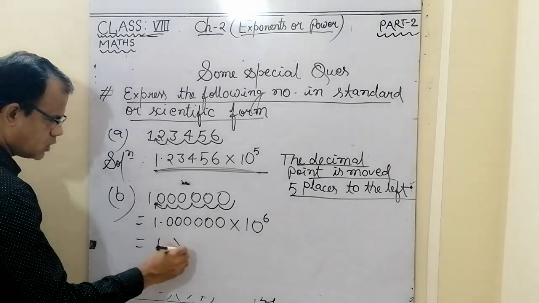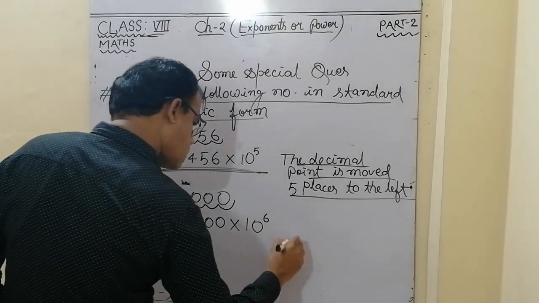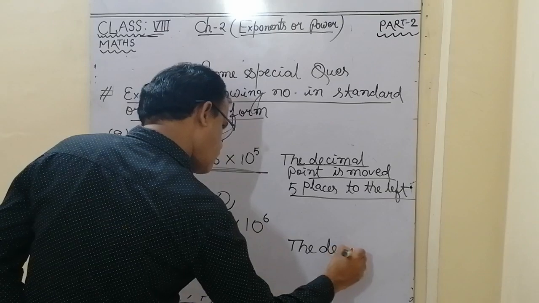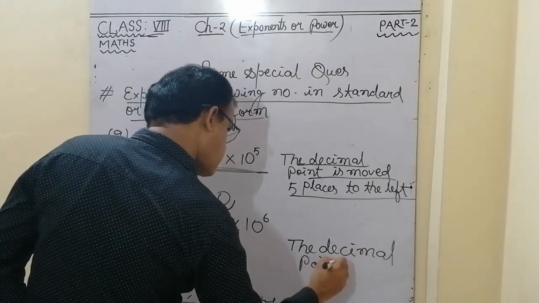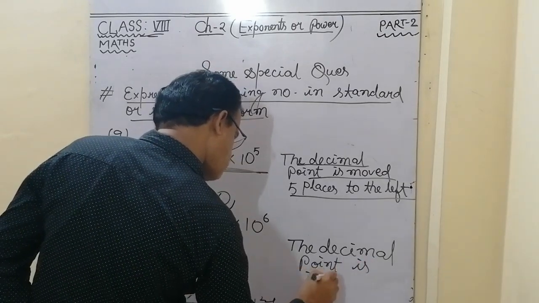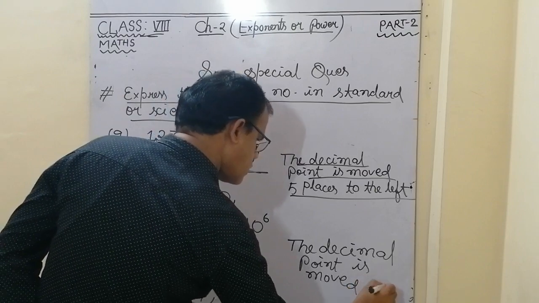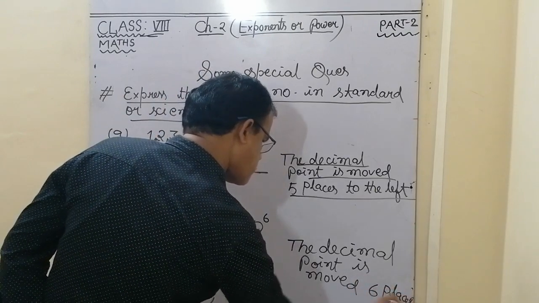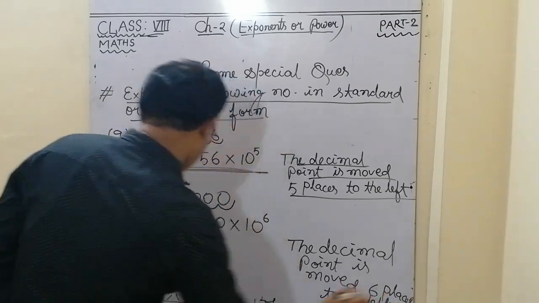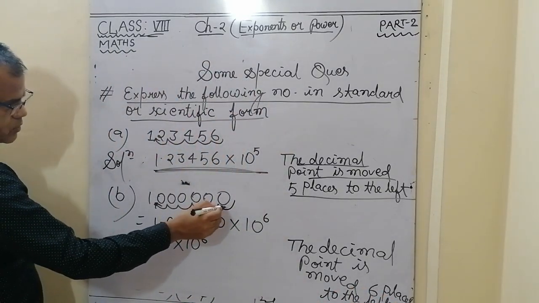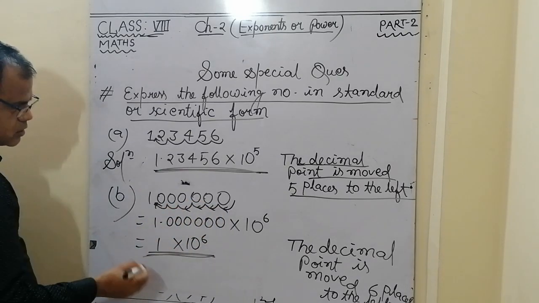So we can write this number again like that: 1.00 means 1 into 10 to the power 6. So why? Because the decimal point is moved 6 places to the left. So this is scientific form.